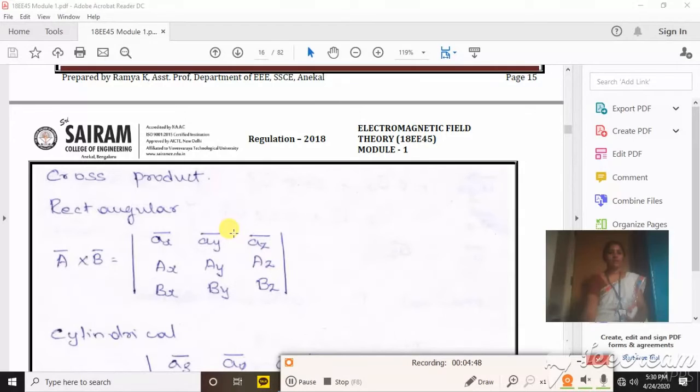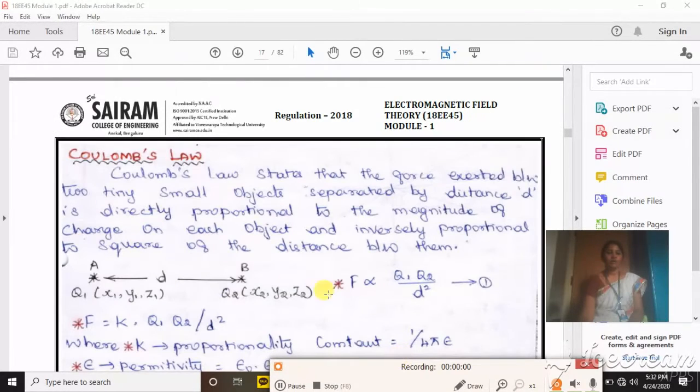So till here, part 1, module 1 is completed. From the next class onwards, by applying all these things, we will study Coulomb's law and Gauss's law. Students, now we will see what is meant by Coulomb's law. It was defined by a scientist called Coulomb, and he defined the force equation.